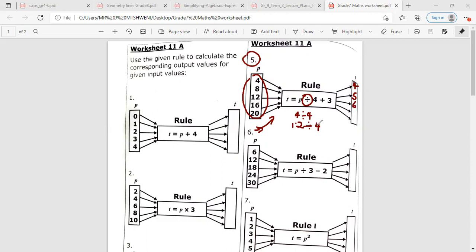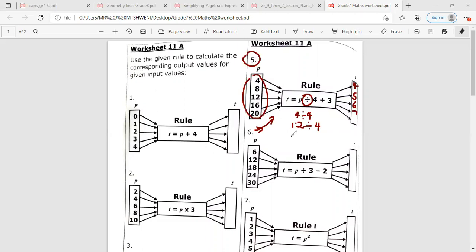Now you come to 16. Then what do you say? 16 divided by 4. You get a 4, because 4 goes 4 times into 16. So 16 divided by 4, you get a 4. What is 4 plus 3? 4, 5, 6, 7. Which means this is going to be 7.